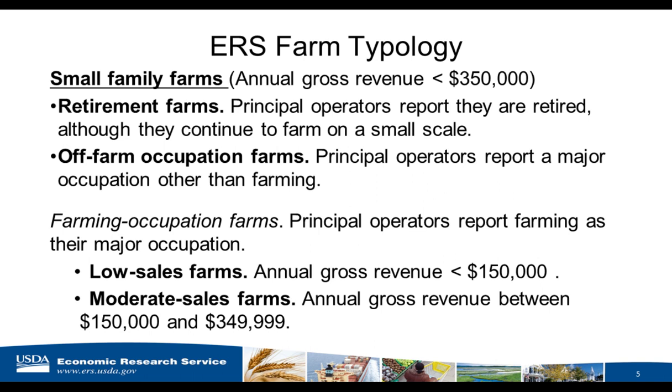And then our other group, where farming is the main occupation, this is, as I said, where principal operators report farming as the major occupation. We have low sales farms with an annual gross revenue of less than $150,000, and moderate sales farms with annual gross revenue between $150,000 and less than $350,000.